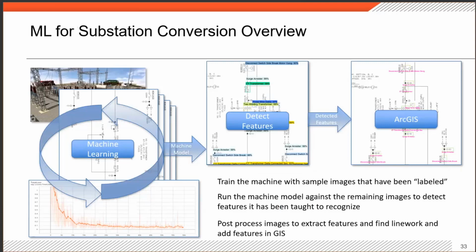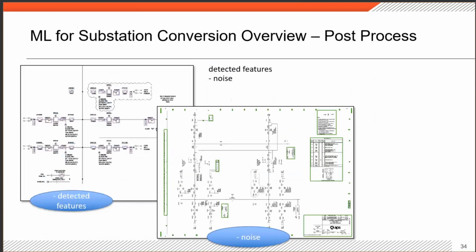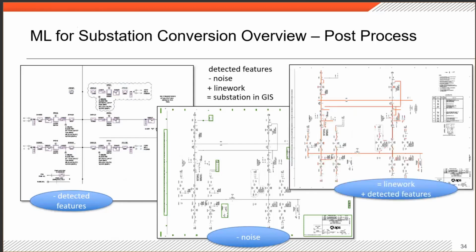And then just highlighting the post-process on this next slide, really you detect the features. First the machine is trained with the sample images, and then the rest of the images are run through and the features are detected. Then the geoprocessing tools are used to determine the noise: what the title blocks are, the annotation clouds, extra line work that might be in there, some things that we've told it to not include, and essentially remove that noise. And then the results, if you subtract the detected features from the noise, is the line work that's left, and then we can convert those into GIS features.